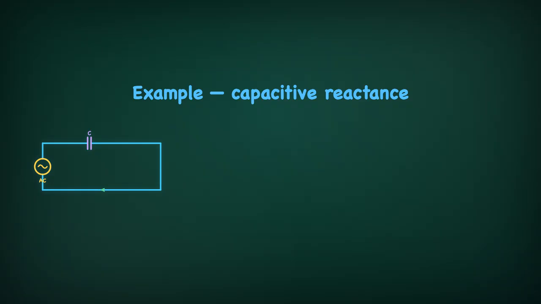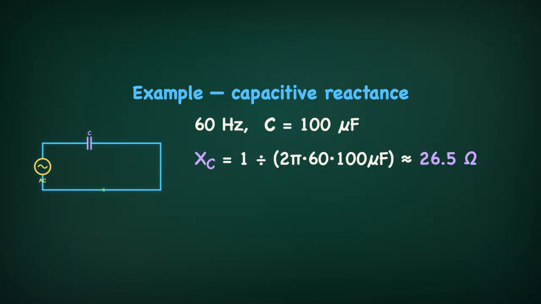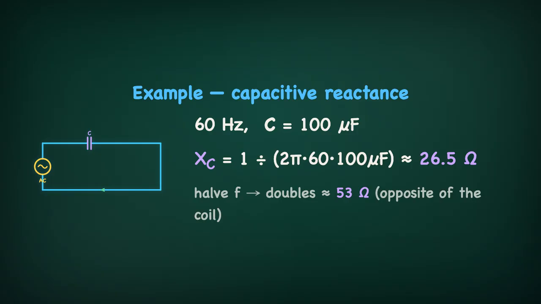An example, a 60 Hz source and a 100 microfarad capacitor. Xc equals 1 over 2 pi times 60 times 100 microfarads. That's about 26.5 ohms. Halve the frequency and it doubles, exactly opposite of the coil.